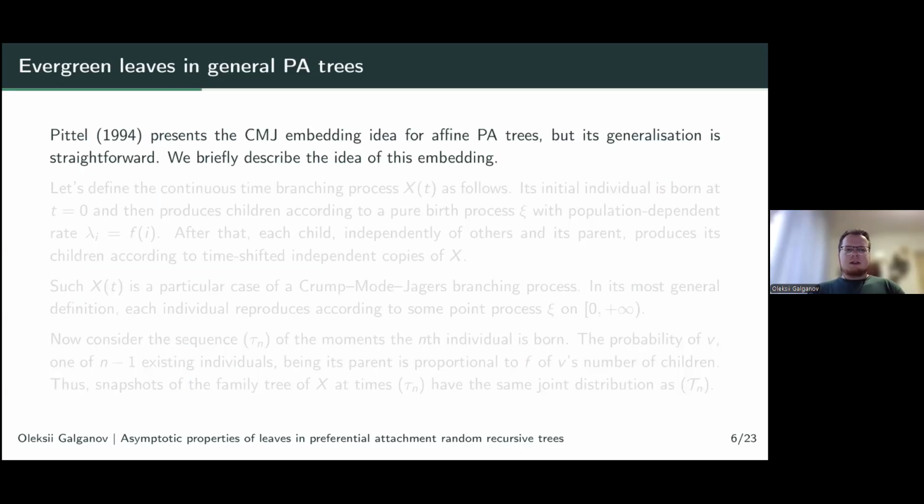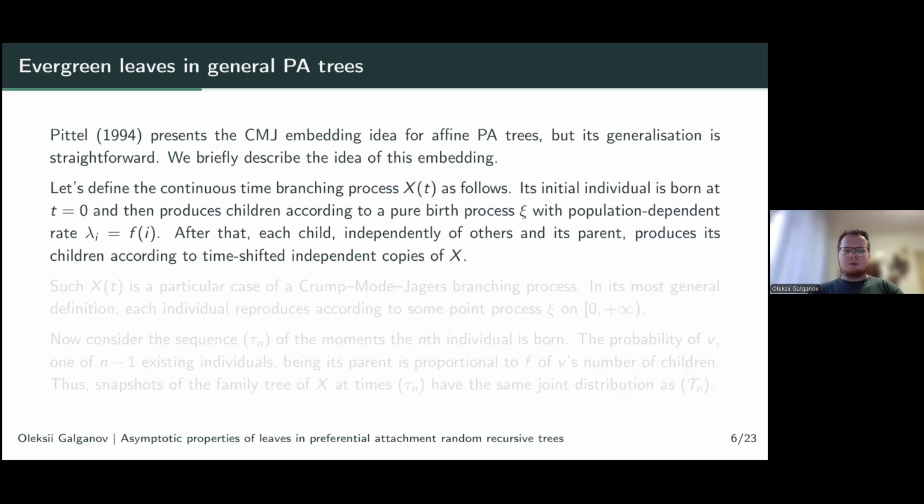So let's focus on the CMJ embedding idea first. As I already mentioned, Pittel presented this idea of embedding the recursive random tree discrete process into CMJ, and originally it was presented for affine trees only, but the generalization is straightforward for any preferential attachment function. So let's briefly describe the idea of this embedding.